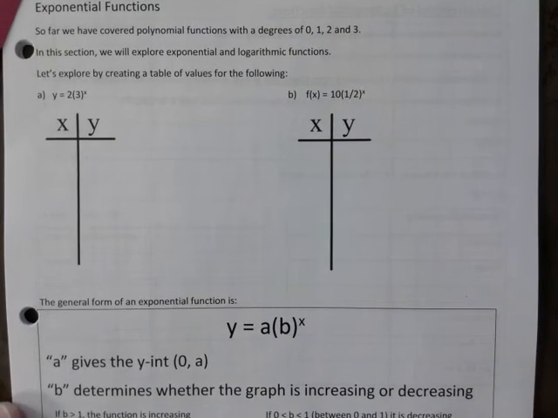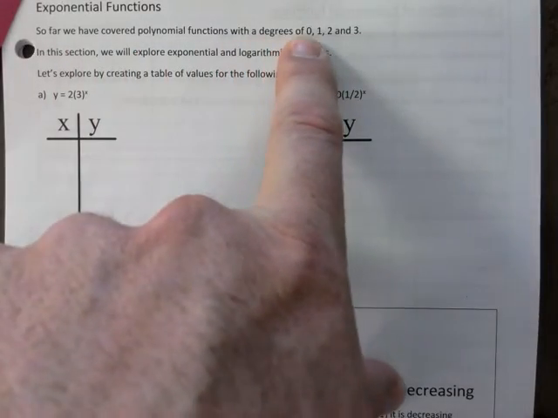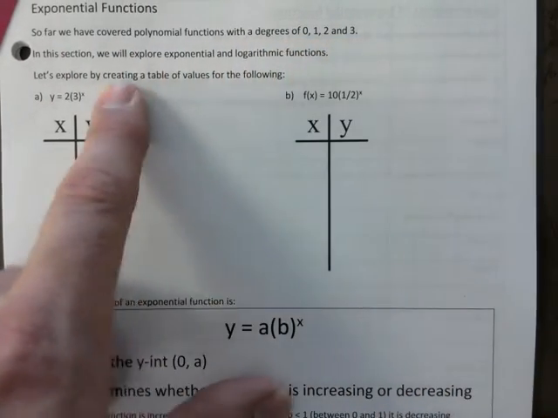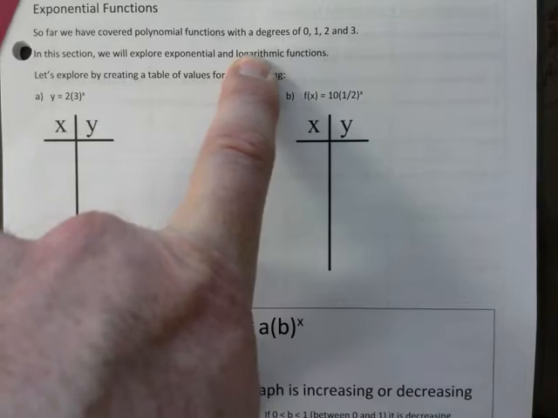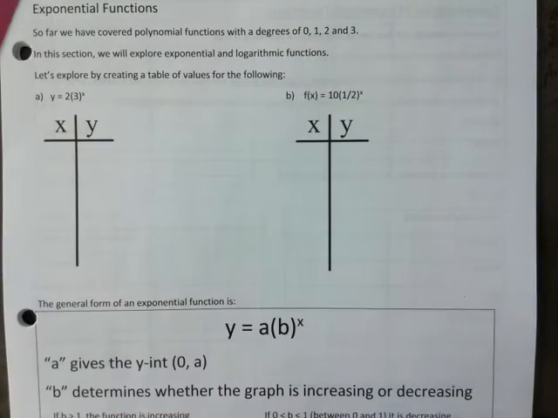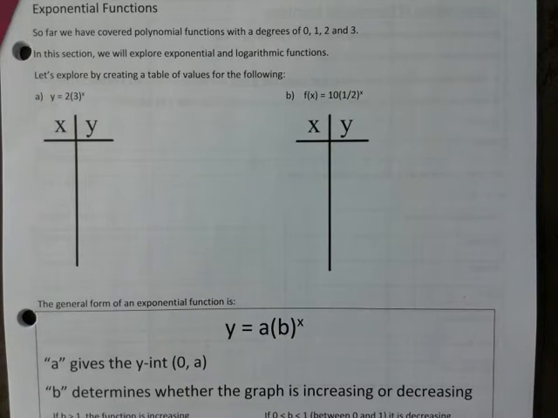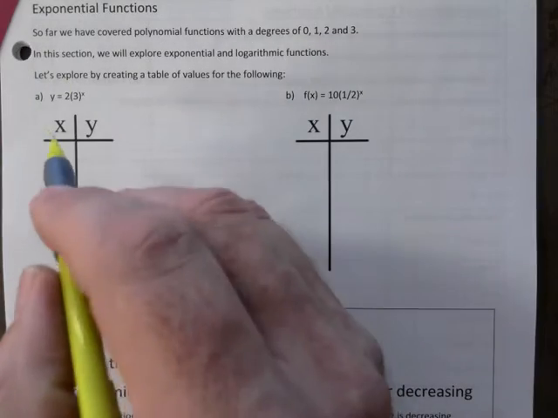So here we go. We've covered polynomials degree 0, 1, 2, 3. In this section, we'll explore exponential and logarithmic. Let's explore by creating a table of values. A table of values, you've done that in grade 10, intro to applied and pre-cal. We didn't do it so much. I mean, basically when you're doing the fencing questions, you're making a table of values. When you're doing the profit question, that's a table of values, right? That is actually what you're doing, but in this way, we haven't done it.